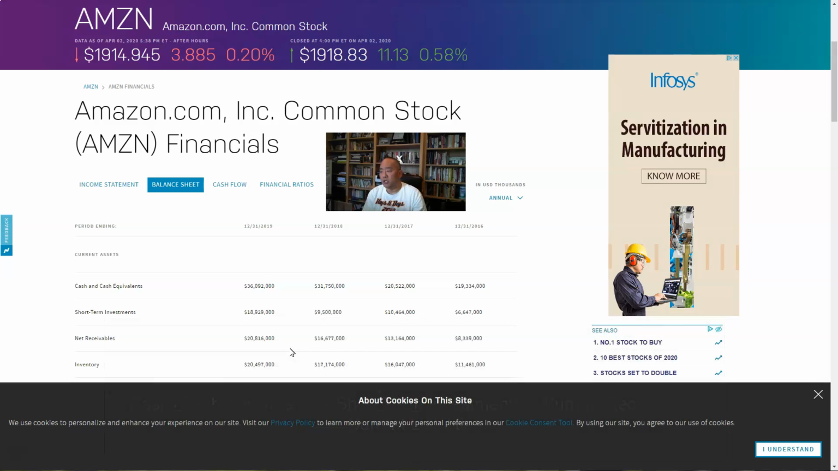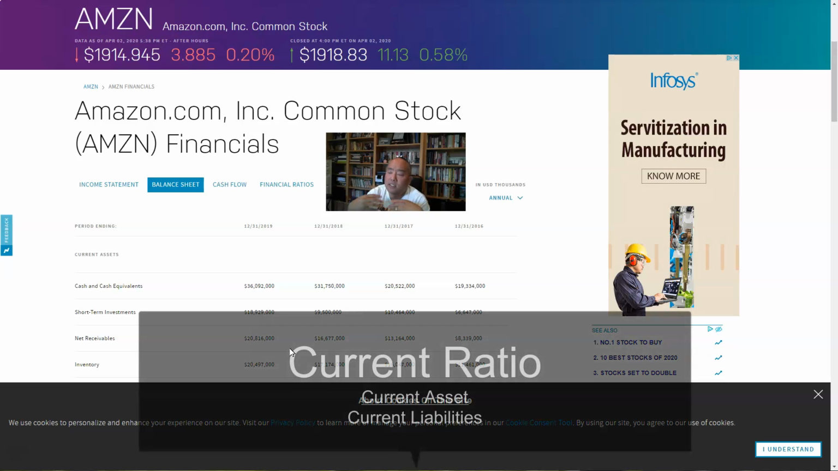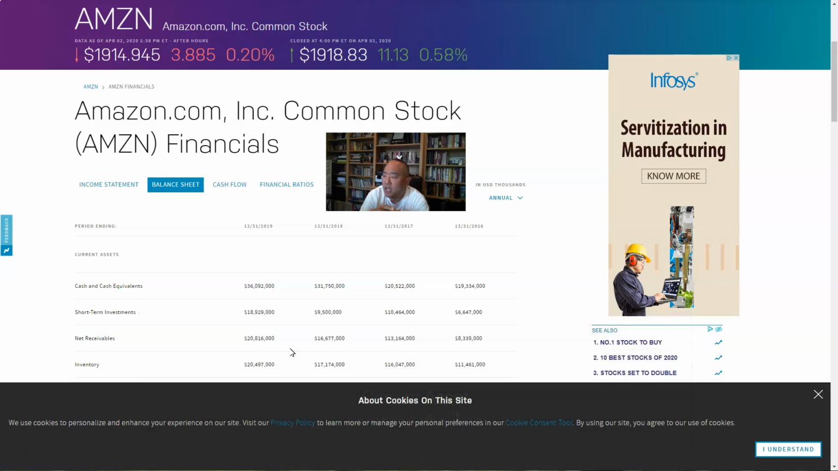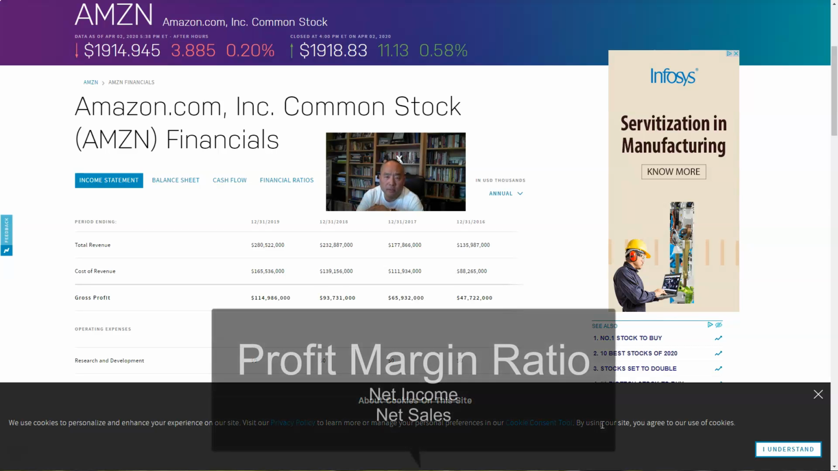Next, I'd like to talk to you about the current ratio, which, as it suggests, is your current assets divided by your current liabilities. And that's all you need to do to calculate that. Okay, so let's talk for a moment about the profit margin ratio. For that, we need to take a look at the Amazon income statement.